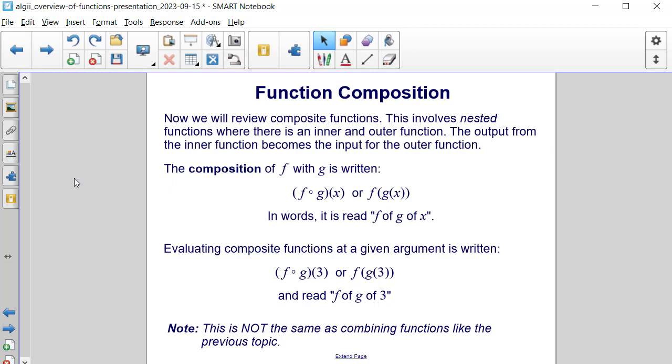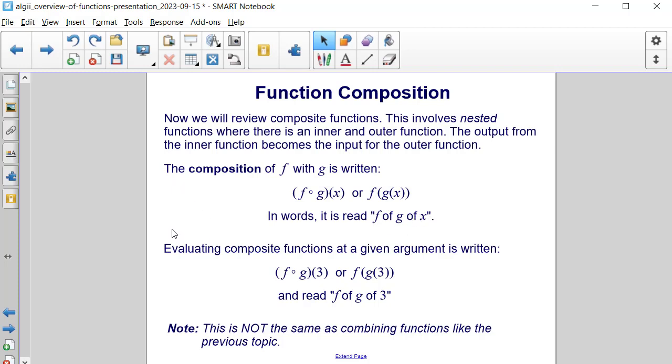The composition of f with g is written in parentheses one way with f and then this little circle in the middle and g after it in the parentheses, and then x written in another set of parentheses. Or you could write it as f and then g of x in the parentheses of f of x. And no matter which way it is written, either the first way or the second way, it is read as f of g of x.